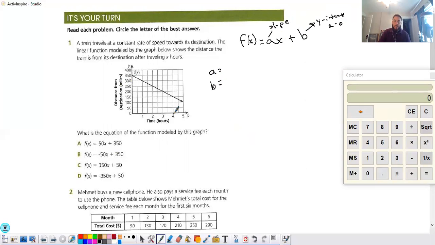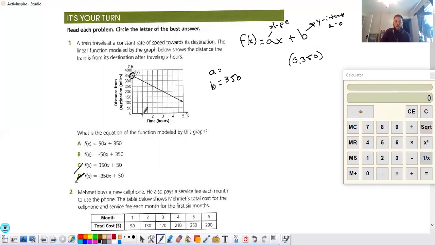When I'm looking at this graph, right away I can find the y-intercept. It's where our line crosses the y-axis at 0, 350. So our b is 350. So if we're looking at our multiple choice questions, right away we can eliminate C and D. Now, to find our slope, we pick any 2 points. So on here, the first point I'll pick is 0, 350.